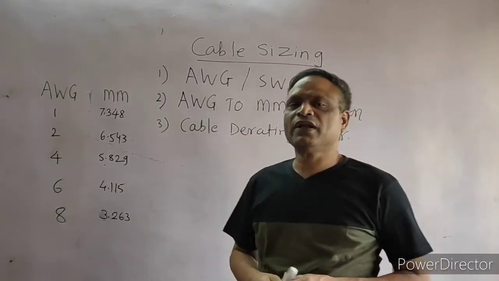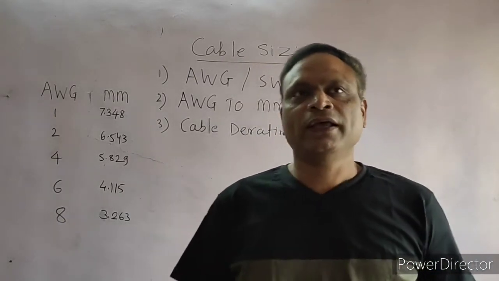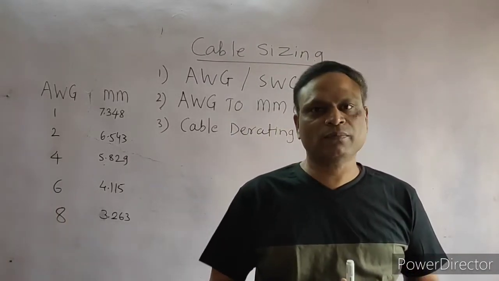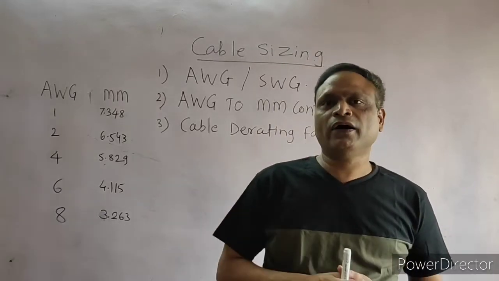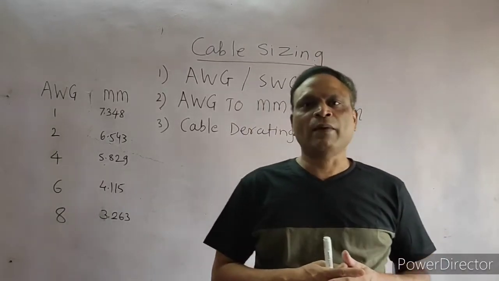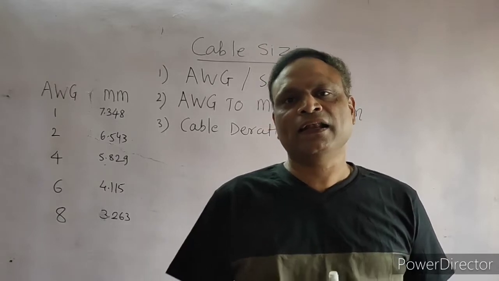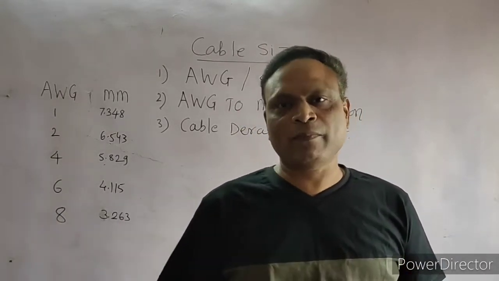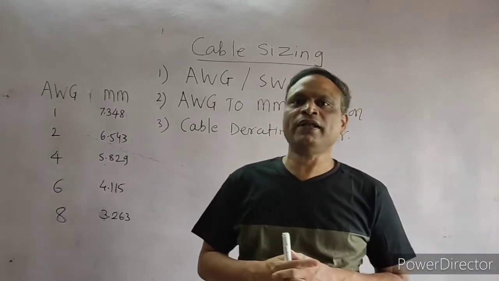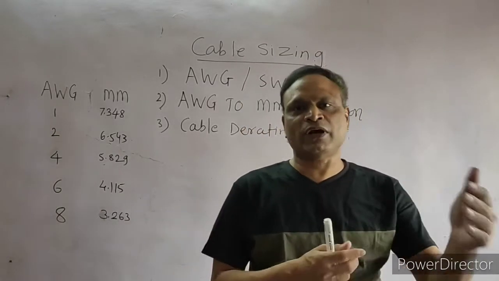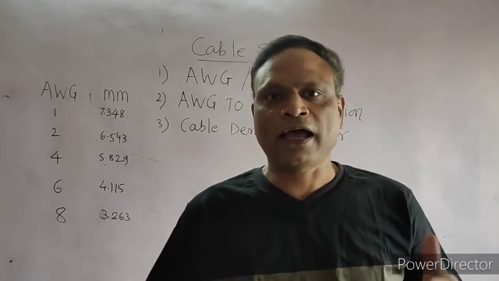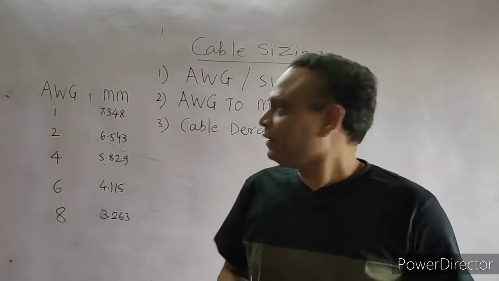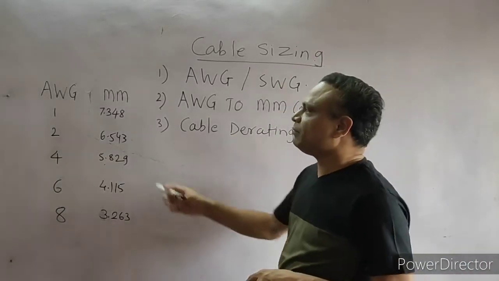Generally cable sizes are mentioned in AWG and SWG. AWG is American wire gauge and SWG is standard wire gauge. The value of American wire gauge is slightly less than the standard wire gauge, but knowing one is sufficient for us to calculate the area of the cable and to select the particular size of cable for the application. Now see, here we have written some table.